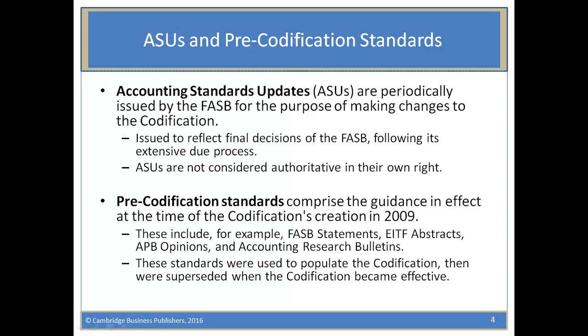Pre-codification standards comprise the guidance in effect at the time of the codification's creation in 2009. These include, for example, FASB statements, EITF abstracts, APB opinions, and accounting research bulletins. These standards were used to populate the codification, then were superseded when the codification became effective.